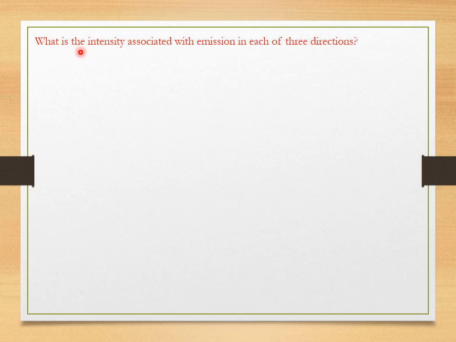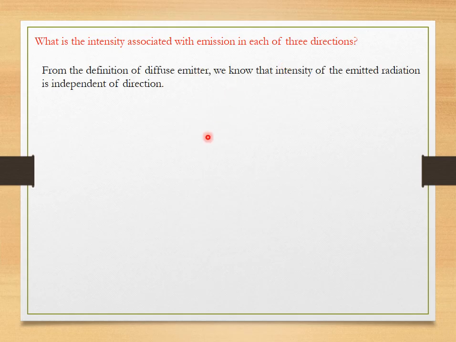So the question: what is the intensity associated with the emission in each of the three directions? From the definition of a diffuse emitter, the intensity of the emitted radiation is independent of the direction. Meaning that A2, A3 and A4 experience the same intensity, which is 7,000 watt per meter square steradian. So it applies for all three cases.